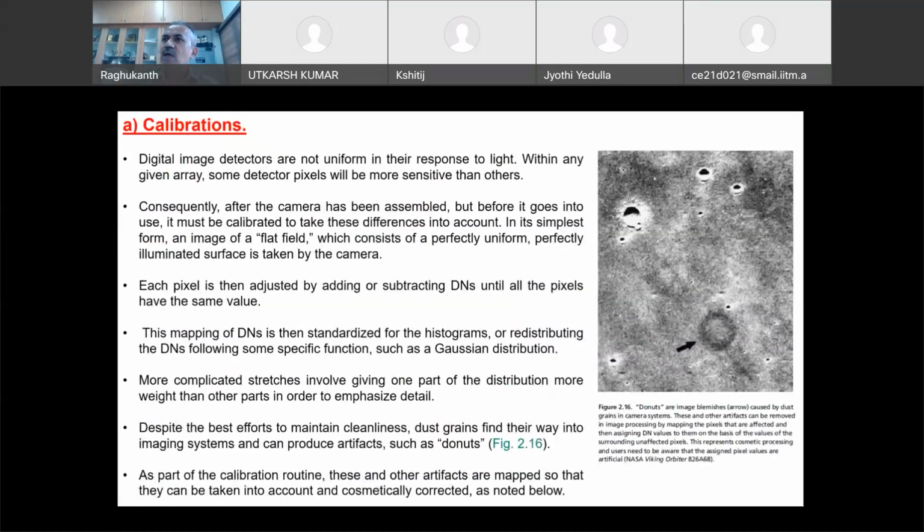Sometimes in images a lot of errors will come. One is called a donut basically. This is a very famous word they use in image processing. What happens is dust grains find their way into the imaging systems, and some kind of artifact will come. You can see here one dust grain looks like a crater or some geological entity, but this type of thing comes basically due to dust on the camera. These are also a big headache actually.